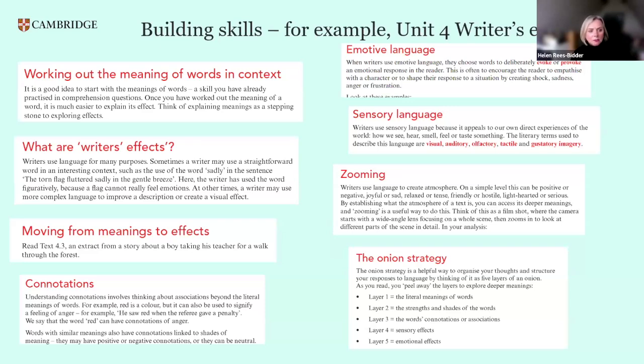Then we look at moving from meanings to effects. So how do we actually link the two? Connotations, emotive language, sensory language. We then look at strategies like zooming or the onion strategy, as actually thinking about the words and the depths of words. So we go on to strategies at the end of the unit. So again, it's that constructing of skills. Because it's really important that they understand the importance of meanings before they move on to effects, because often the meanings unlock the effect. So next slide, please.